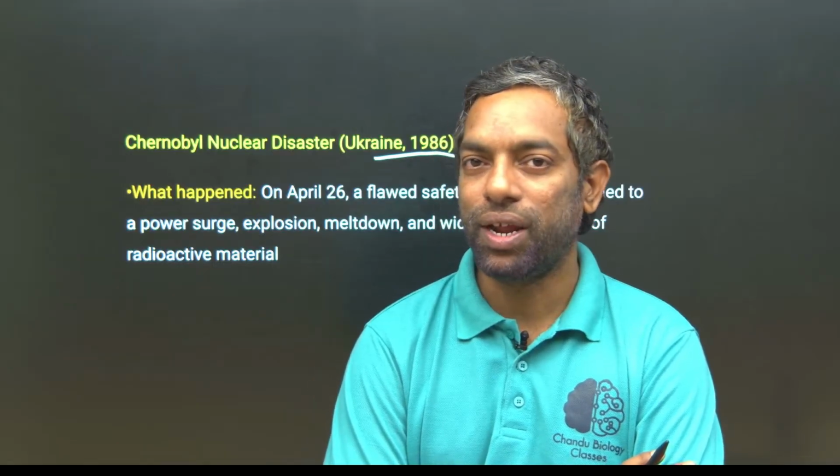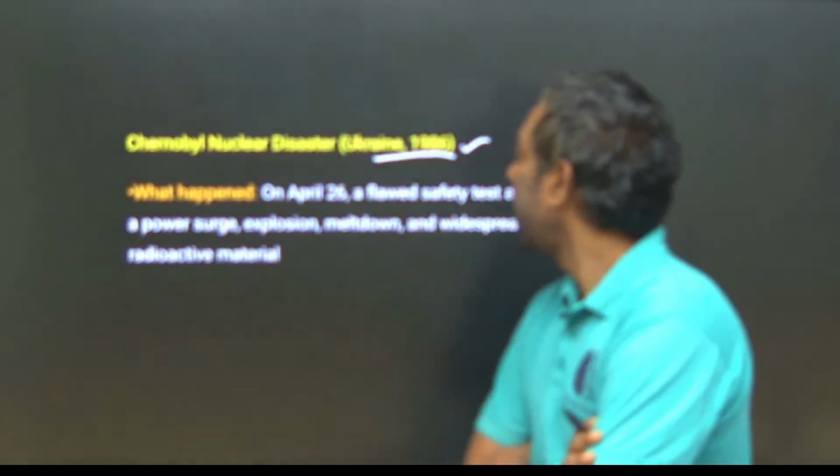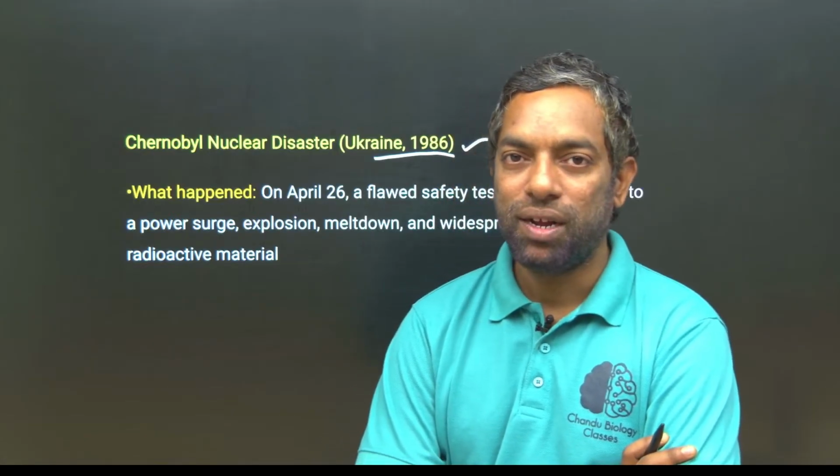Minamata took place in Japan during 1950, and the Bhopal gas disaster is India 1984. So 1984 India, 1950 or 60 Japan, and Chernobyl is 1986. They can ask you the years also, or they can ask you the order. Chernobyl is Ukraine, Minamata is Japan, and Bhopal gas is India.